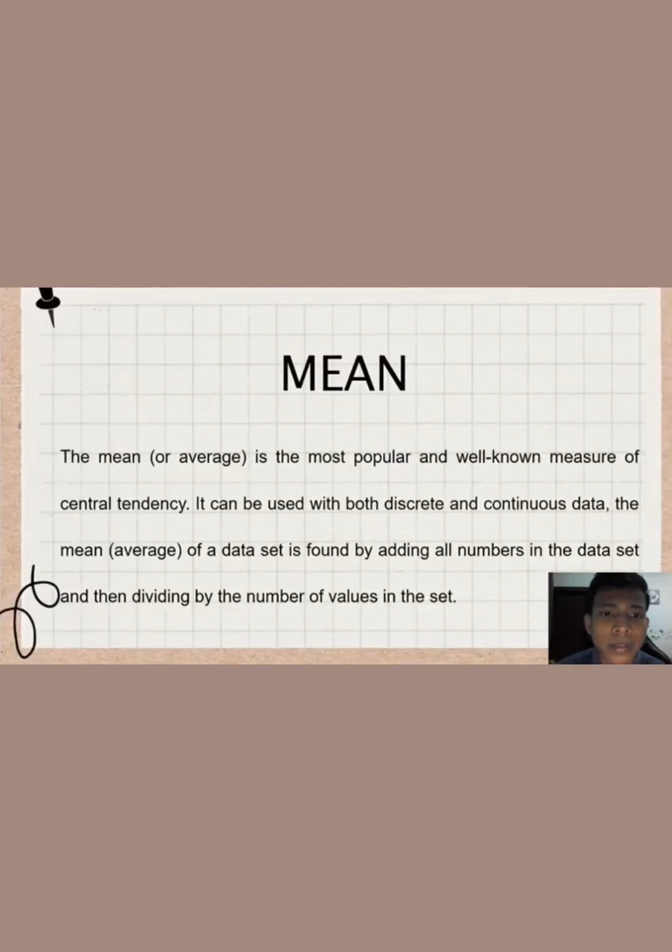Mean. The mean, or average, is the most popular and well-known measure of central tendency. It can be used with both discrete and continuous data. The mean average of the data is found by adding all numbers in the data set and dividing by the number of values in the set.